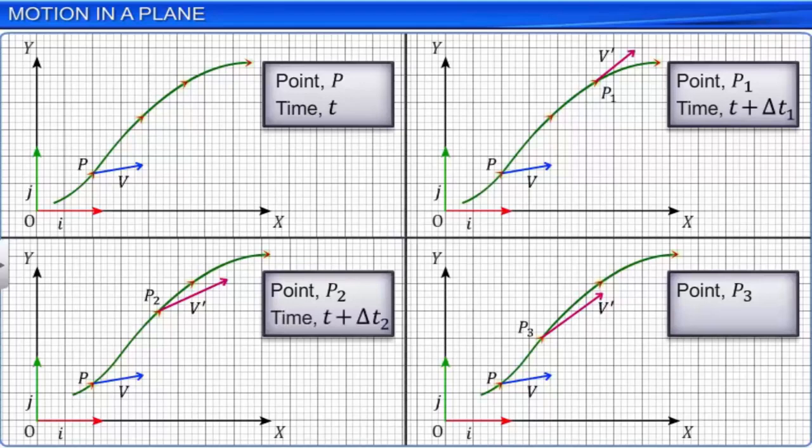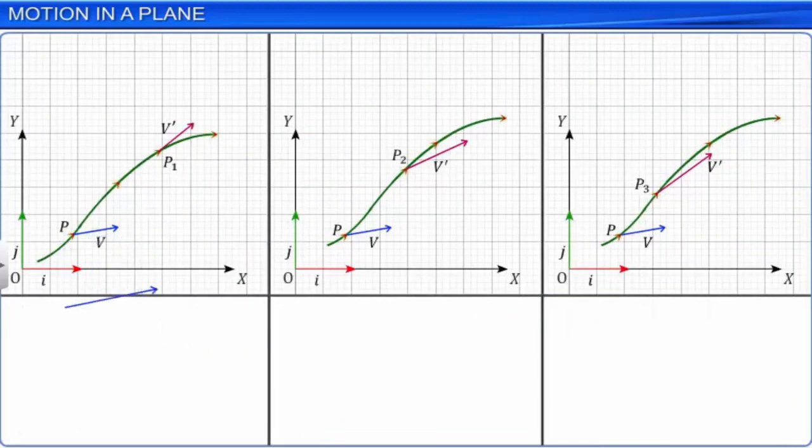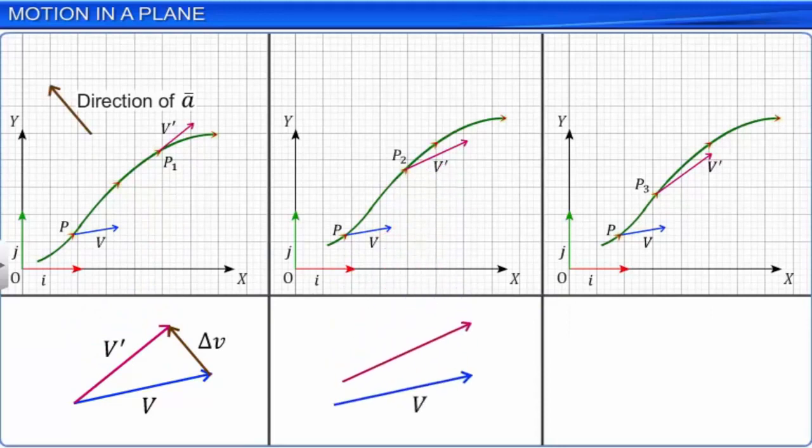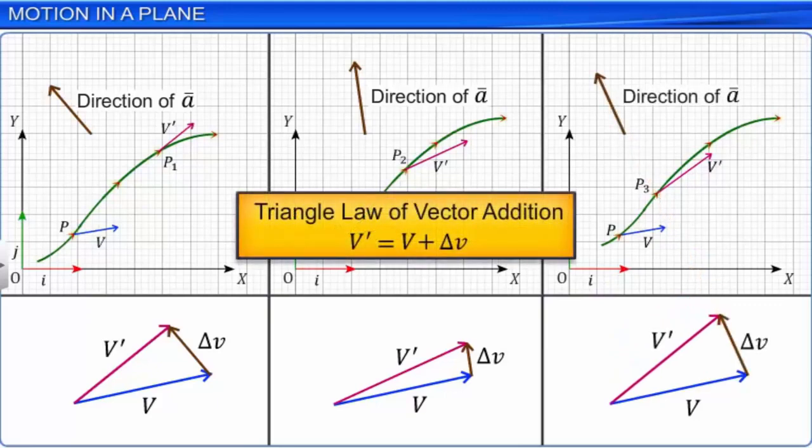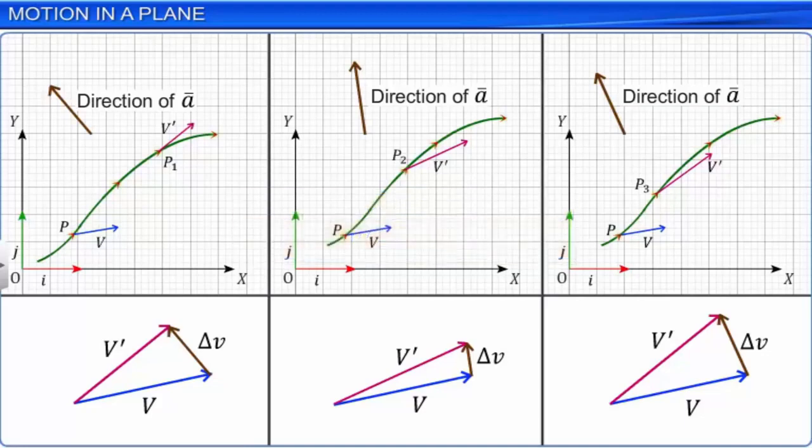The direction of average acceleration, a bar, is same as that of delta v for all the positions of the point P. In all the graphs, we have used the triangle law of vector addition. As delta t decreases, the direction of delta v and a bar changes. As you learned earlier, average acceleration, a bar, is equal to delta v by delta t. In the limiting condition, as delta t approaches 0, a bar becomes a, which is equal to dv by dt.